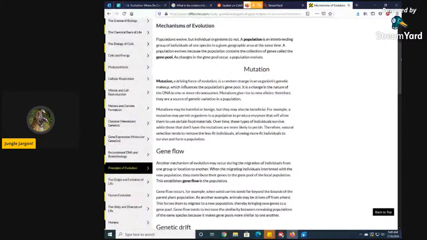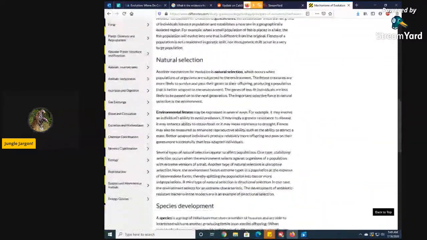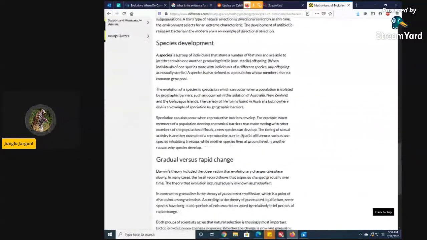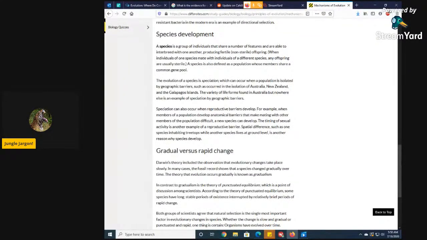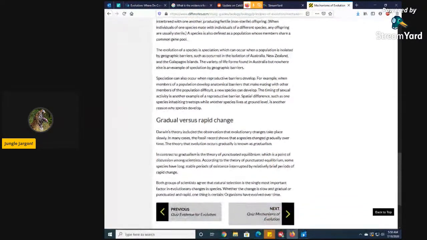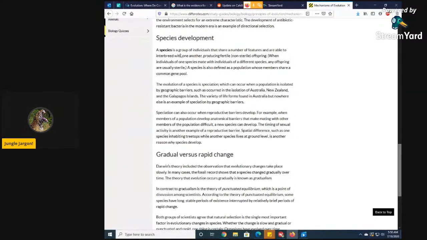Gene flow, okay, mutation, gene flow, genetic drift, natural selection, species development. Here we go. Gradual versus rapid change. Okay. A species is a group of individuals that share a number of features that are able to interbreed with one another, producing fertile, non-sterile offspring. Why do you gotta say non-sterile? If it's fertile, it's fertile. When individuals of one species mate with the individuals of a different species, any offspring are usually sterile.